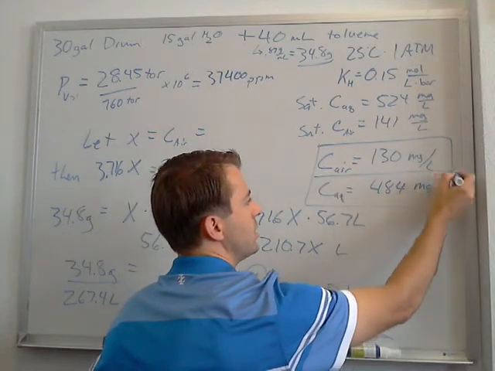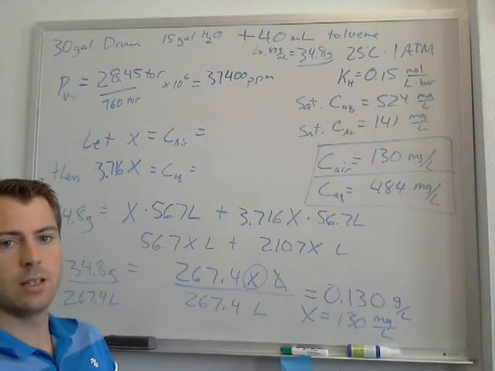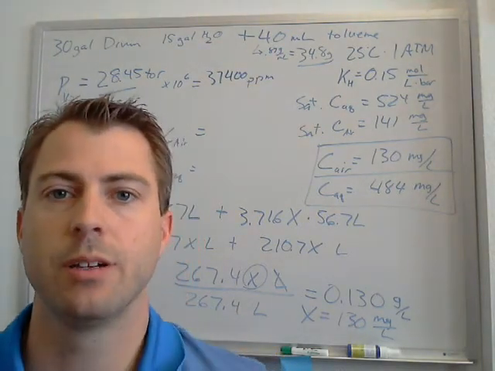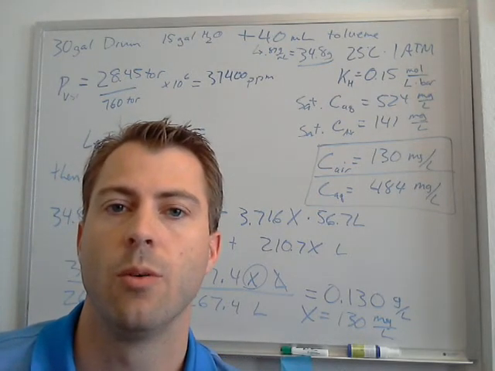What is the concentration in the air? What's the concentration in the water? It's 130 milligrams per liter in the air, 484 milligrams per liter in the water.